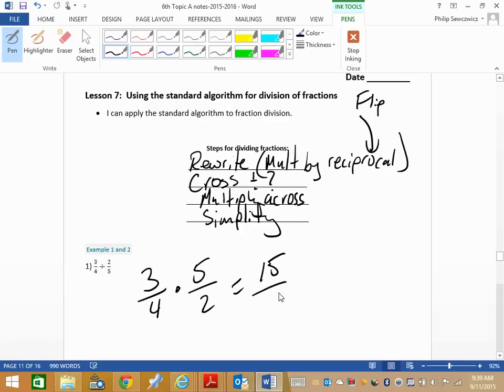Just multiply across: 15/8. Nothing fits into 15 and 8, so you could leave it like that. I'd also take the simplified answer. You could end up saying it went in 1 7/8. So I would take either one. So I'll put an or here. I will take either of those answers.